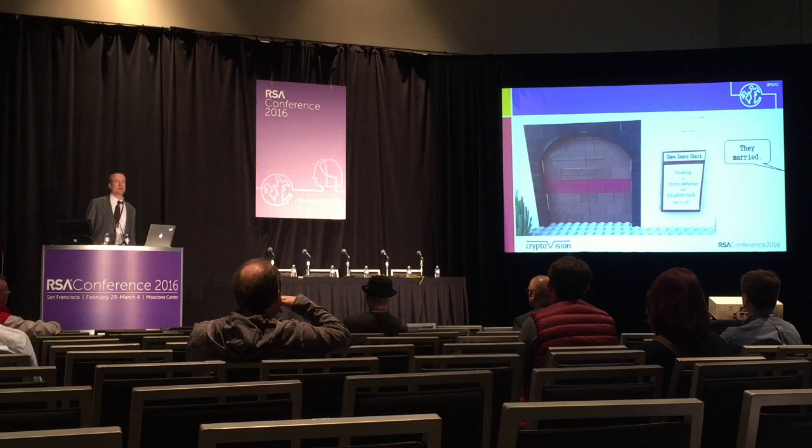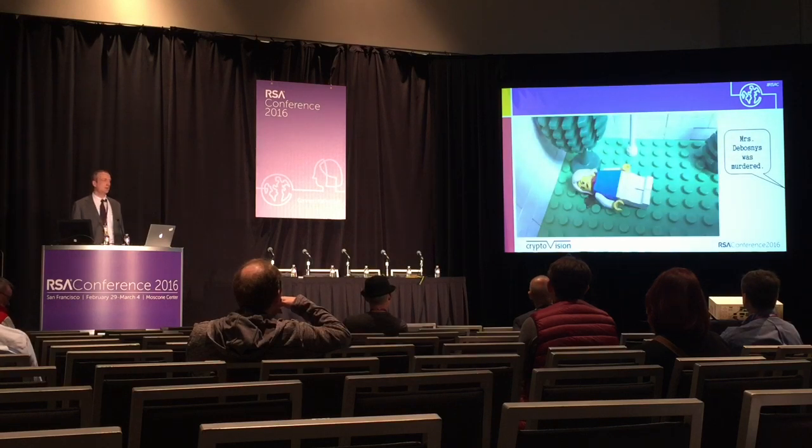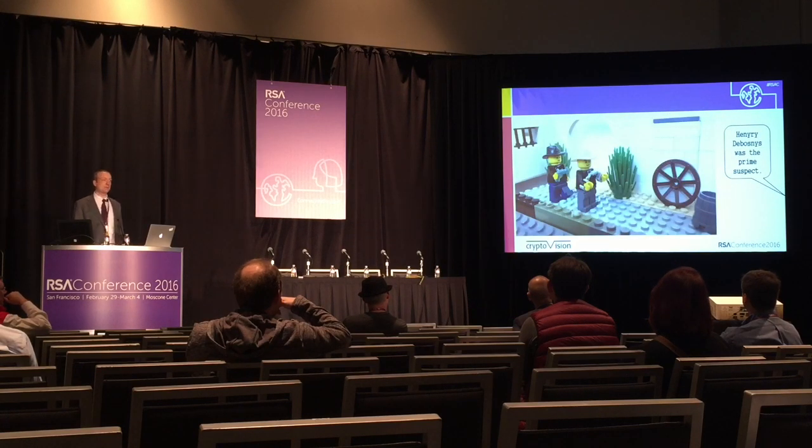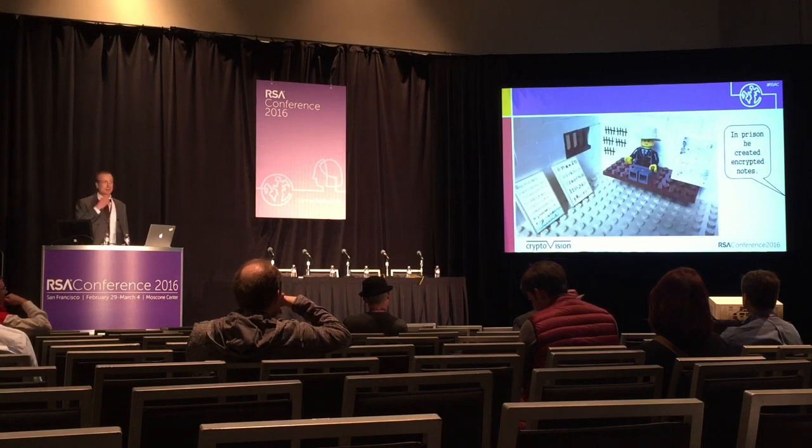But the marriage didn't last very long, because after a few months, Elizabeth DeBosnis was found murdered. She was stabbed and shot. And of course, her husband was the prime suspect. He was immediately arrested and put into jail. And while in jail, he started creating encrypted notes. So he created 4 long cryptograms. And well, I will come back to these later.